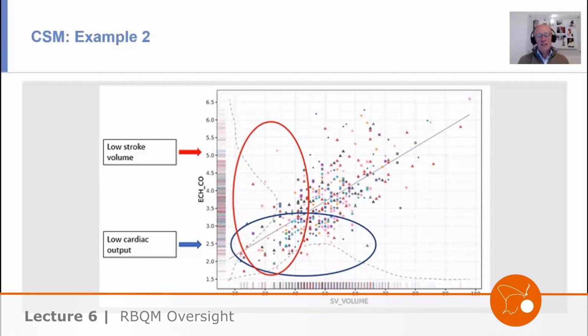So what you can see is the distribution of two data parameters against each other, and then you can make sense of the data: whether that is really what you expect, whether that is compatible with life, or whether there are any abnormalities, anomalies in the data. That is what CSM can really help you with.